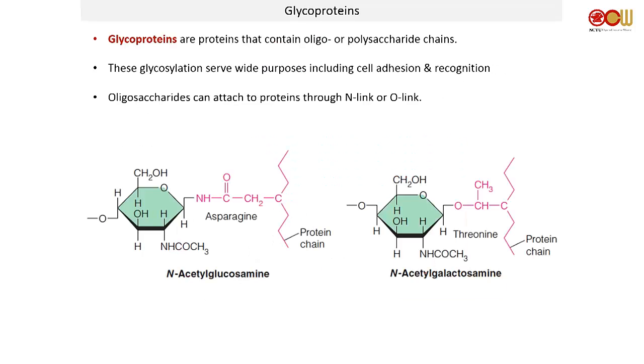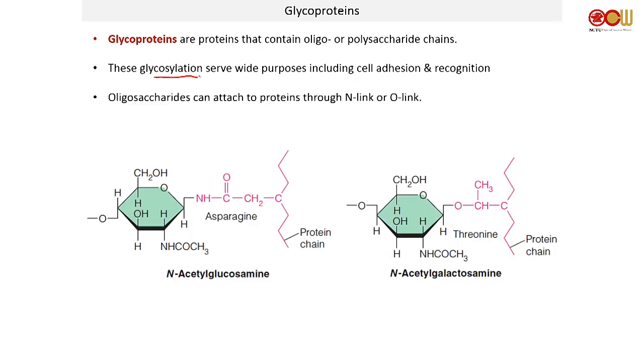Now, glycoproteins, that's the thing that I wanted to get to. Glycoproteins are proteins that contain oligo or polysaccharide chains on the protein. Now, glycosylation. Glycosylation is the action of putting sugar on protein. We're cool with that? Okay.